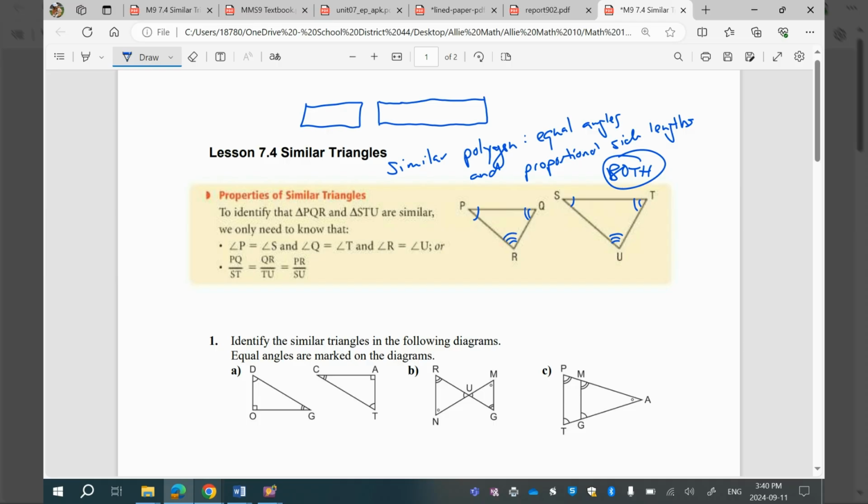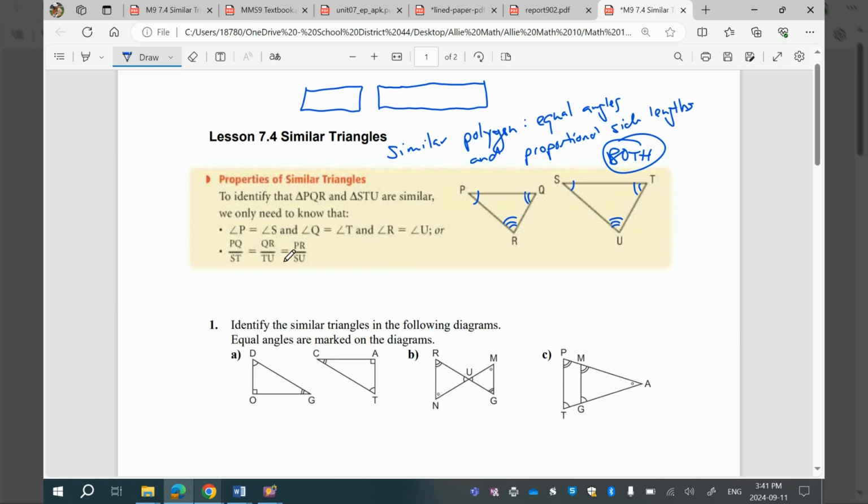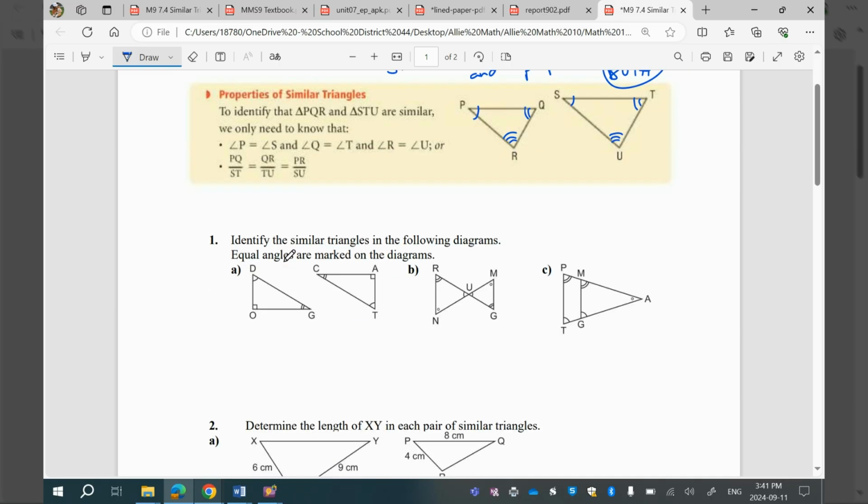Because a triangle is a special type of polygon where if all of the angles are the same, then the sides will be proportional as well. So that also means that if you can show that the sides are proportional, you know that the angles are the same. So this is an or, whereas for other polygons, you need both. For a triangle, you just need to show that either all of the angles are the same or that the side lengths are proportional. So let's go to number 1.